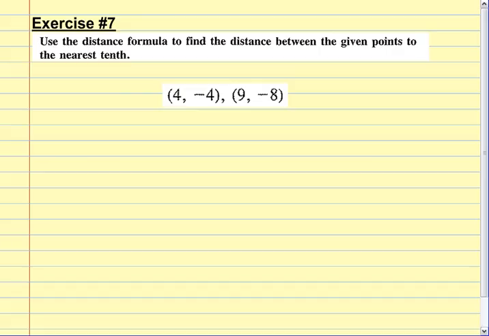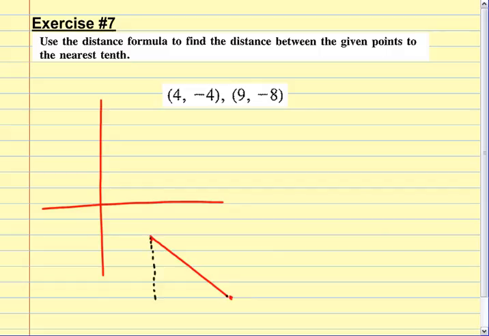Right, when I plot these 2 points, I'm not going to spend a lot of drawing on this. 4, -4 is somewhere down here, right? 9, -8 is down here, something like that. And they want to know what's the distance between these 2 points. Well, if it weren't diagonal, I could just count the blocks, right? But it also makes a triangle, a right triangle, so that I can use the Pythagorean theorem.